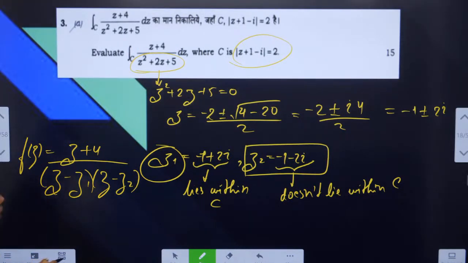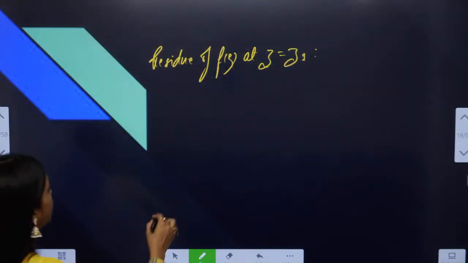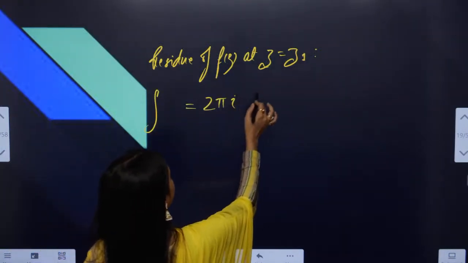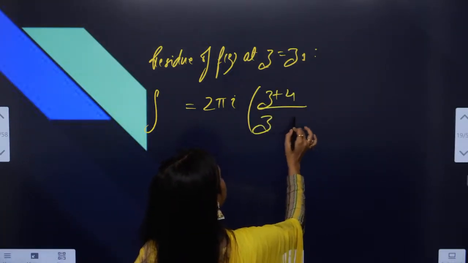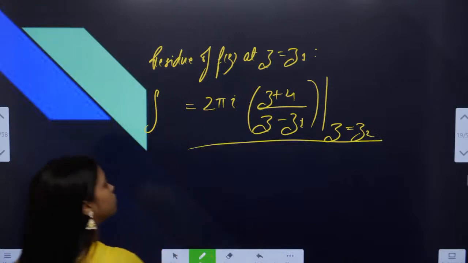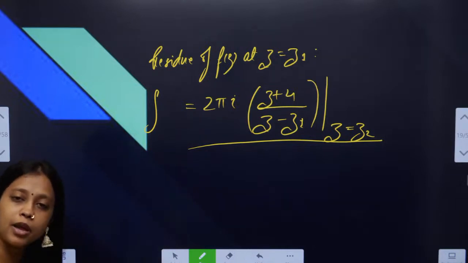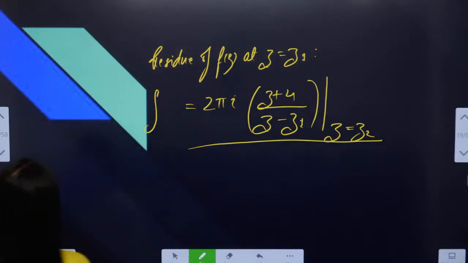Just a second, z2 does not lie, z1 lies, so I need to put z1. At the end, the answer for the integral is 2 pi iota times z plus 4 divided by z minus z2, with z equals z1. Simple. This was easier than the last one. Only one residue is there, just substitute, apply the Cauchy residue theorem and you can obtain the answer for your C directly. This was again from complex analysis.